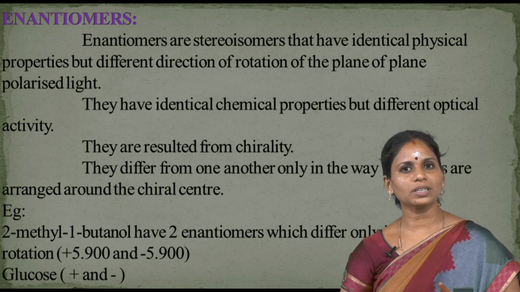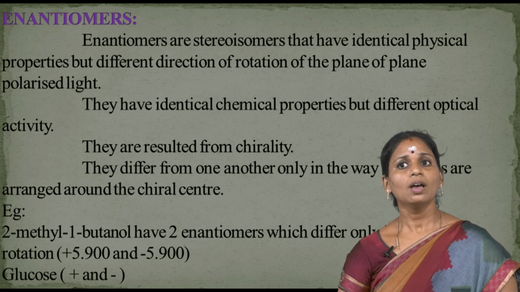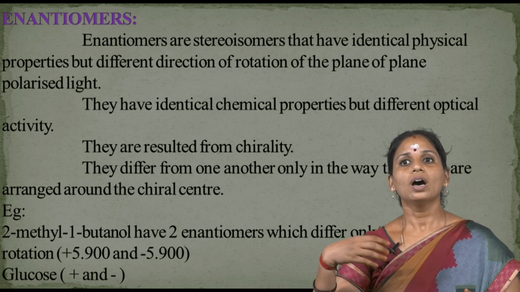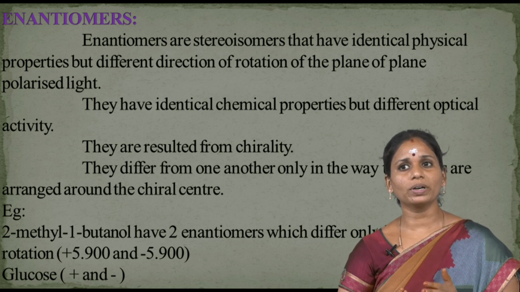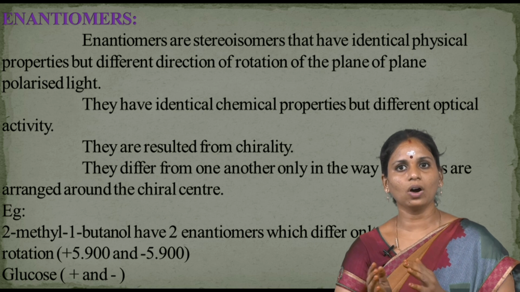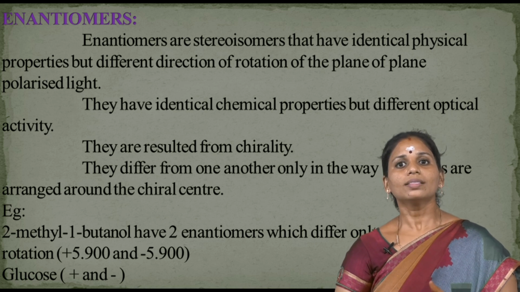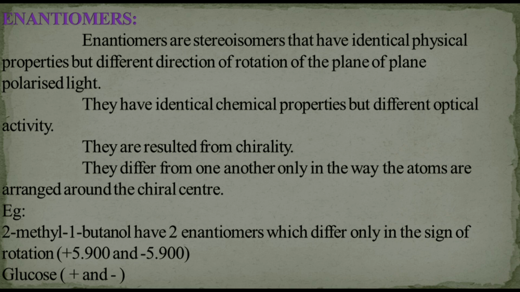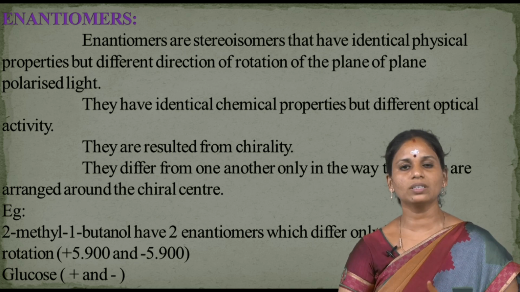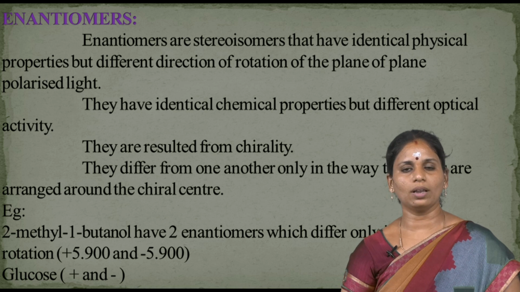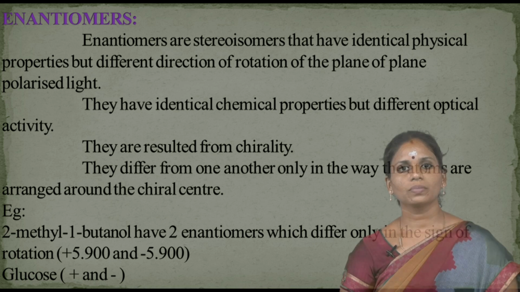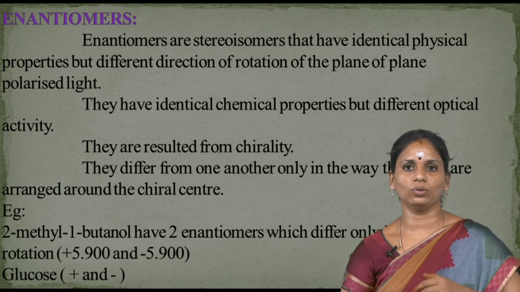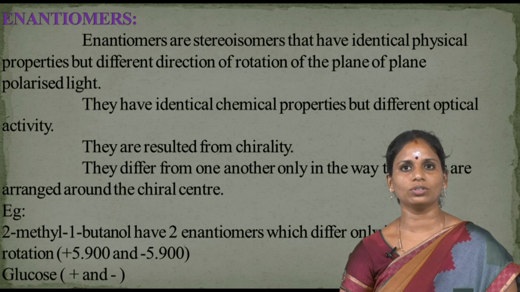Enantiomers. What are enantiomers? Enantiomers are stereoisomers that have identical physical properties but differ in the direction of rotation of plane polarized light. They have identical chemical properties but different optical activity. They result from chirality. They differ from one another only in the way atoms are arranged around the chiral center. For example, 2-methyl-1-butanol has two enantiomers which differ only in the sign of rotation. Another example is glucose: plus glucose and minus glucose, we used to say.